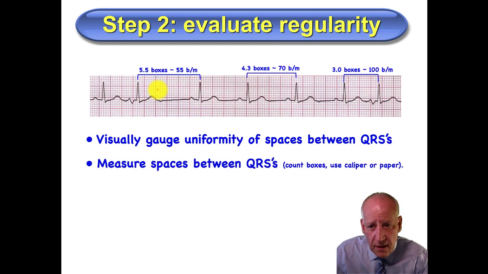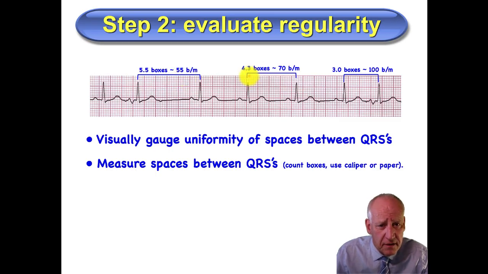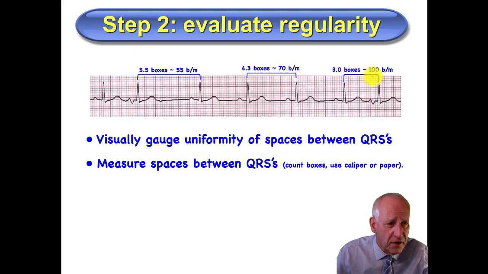So, alternatively, we can measure the spaces between the QRS to get a more accurate assessment of regularity. In this portion of the recording, the beats are separated by 5.5 boxes, giving a rate of 55 beats per minute. Here it changes. The interval shortens to 4.3 boxes, and here it's even shorter at 3 boxes.